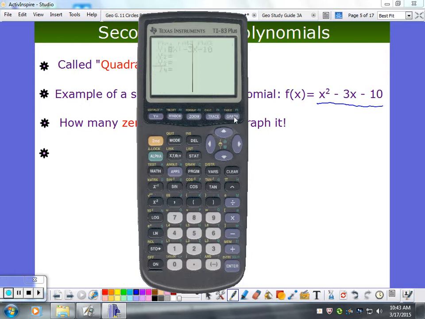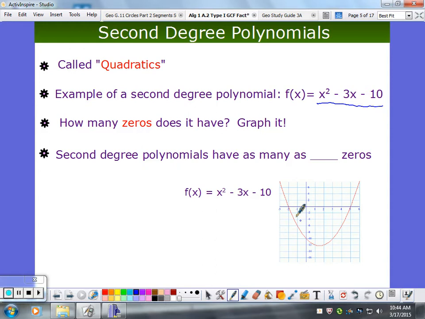Okay, press the graph button. How many zeros? 2. 1, 2. See how easy that is? So it's something like this. It has 2 zeros. So there's one over here, looks like it's -2. Down 1 over here at 5.